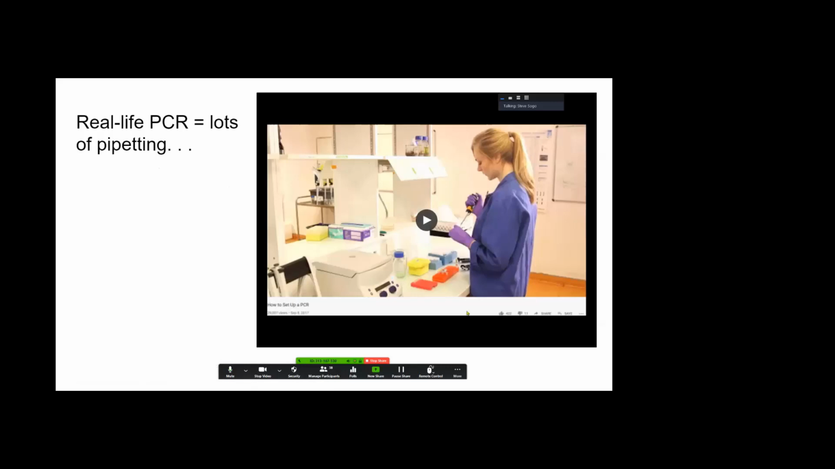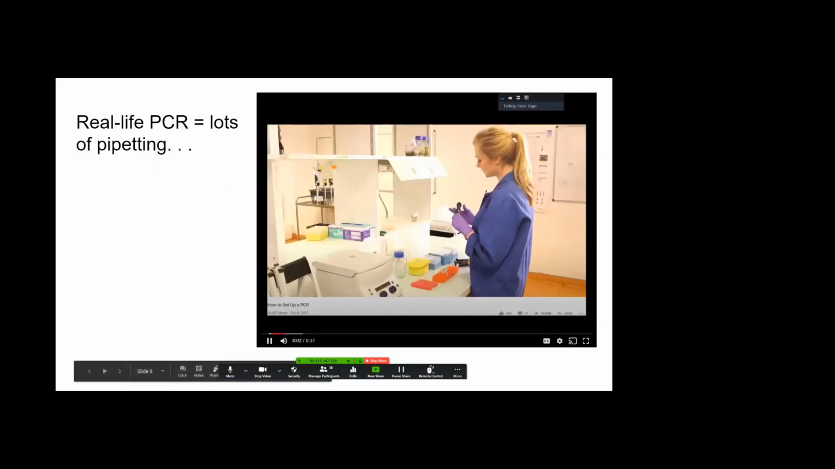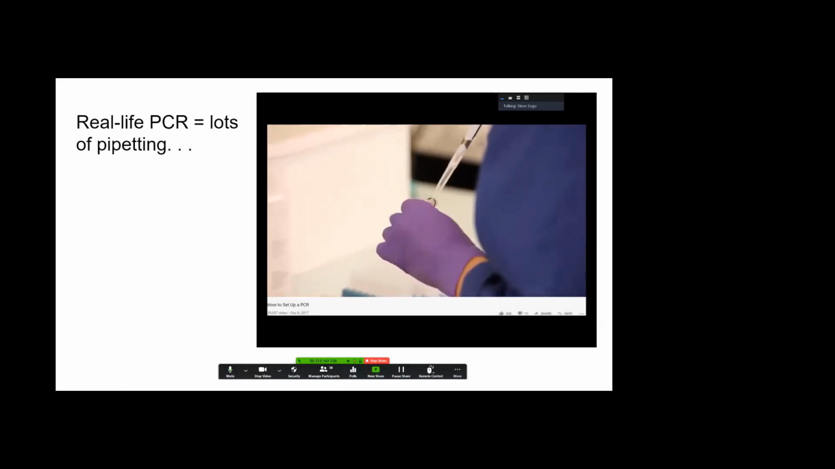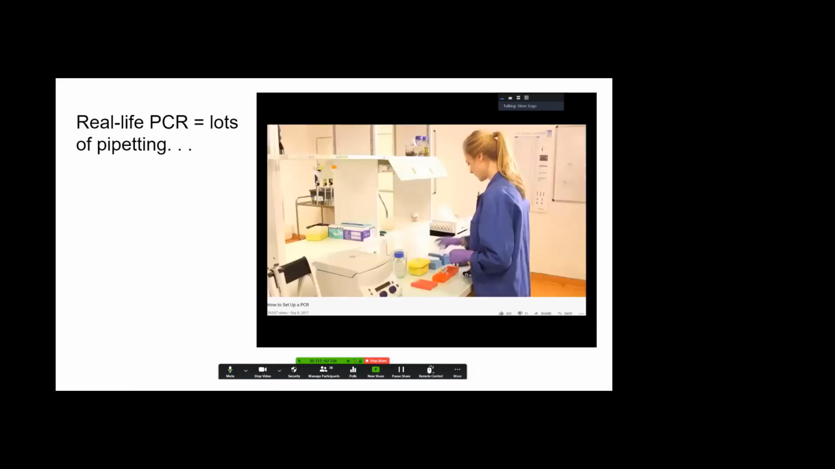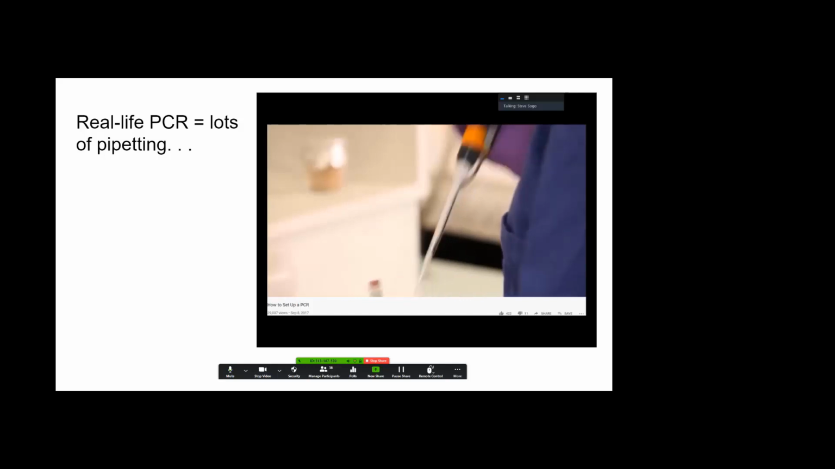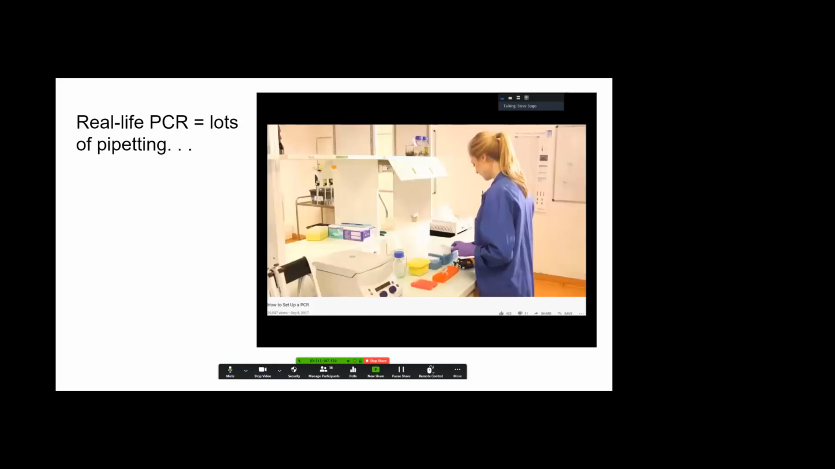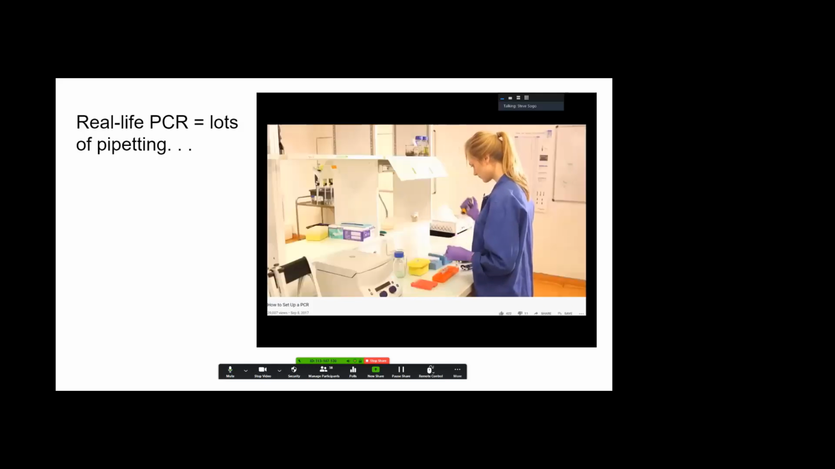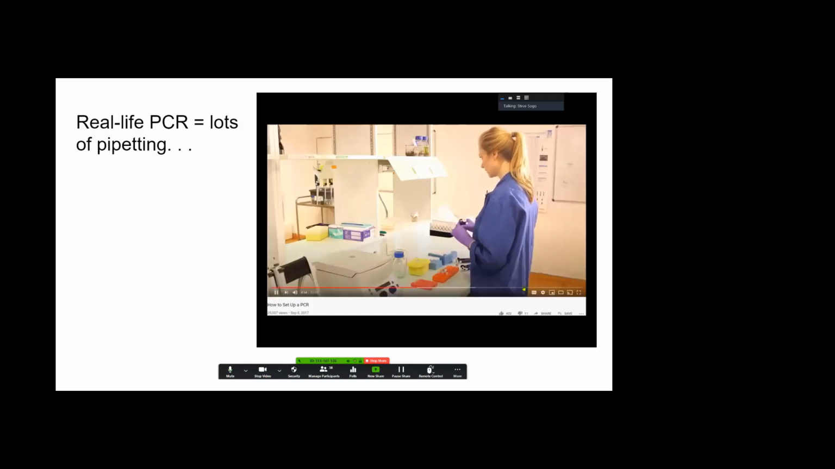So all ACR students, this should look like a familiar daily task. Lots of pipetting. So the volumes you need are very small. So we use these micropipetters, just a few microliters of each thing, but there are a lot of things to put in. There's the buffer, there's the DNA, there are the primers, there's the nucleotide mix, and there's also the enzyme. So it's a lot of pipetting.